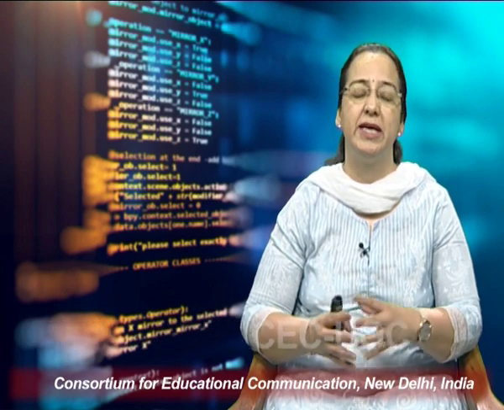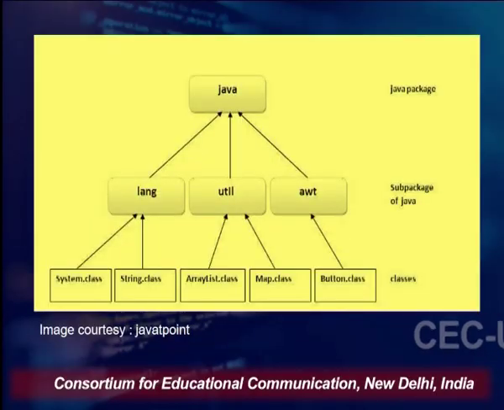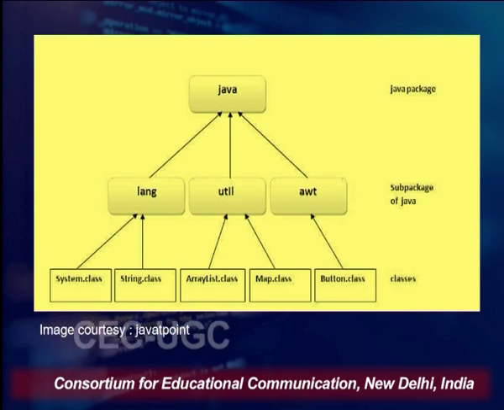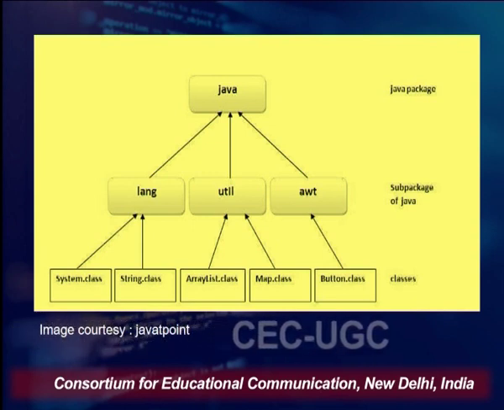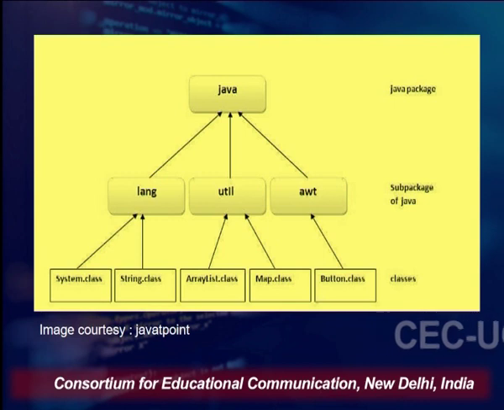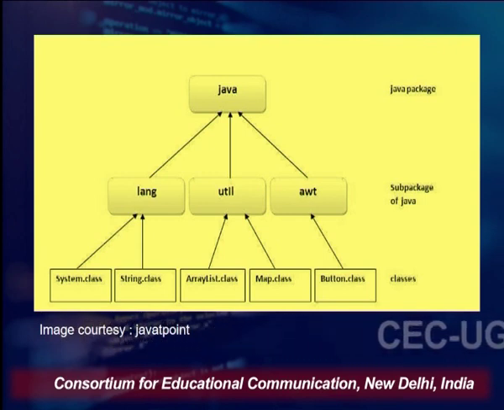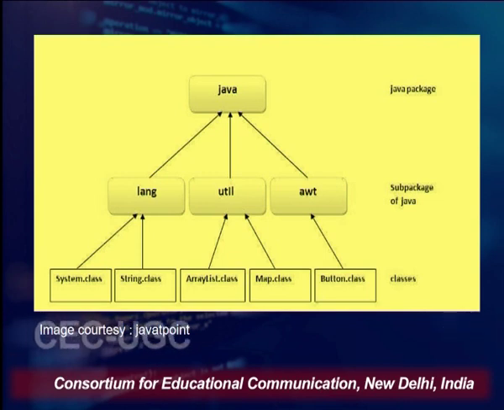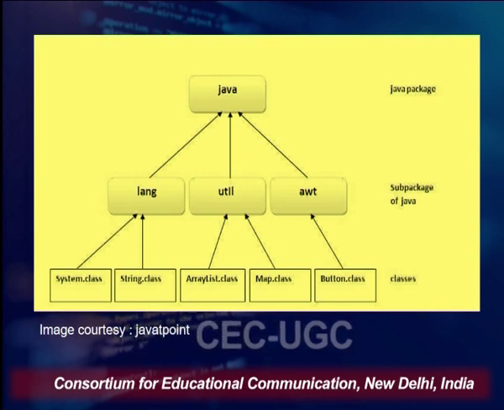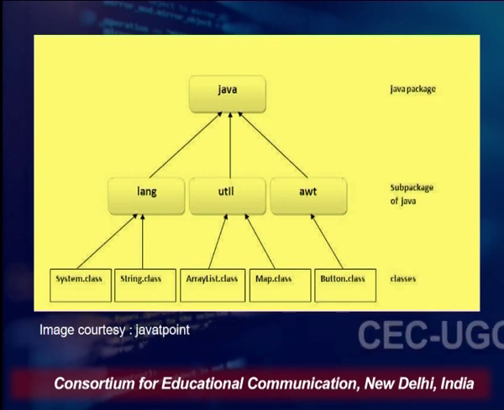In order to complete the basics of packages, let us see a figure which is available on the screen. Here we have a package which is the topmost level package named Java. Within Java we have some sub packages, and the list is not exhaustive here. Three packages are shown: one is lang, another is util, and the third is AWT. AWT stands for Abstract Window Toolkit. Util is for utility, and lang, as you understand, is for language.